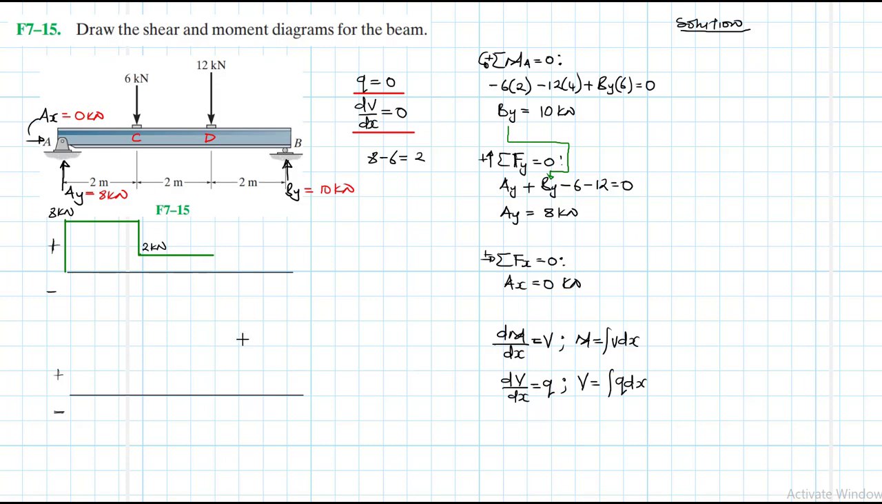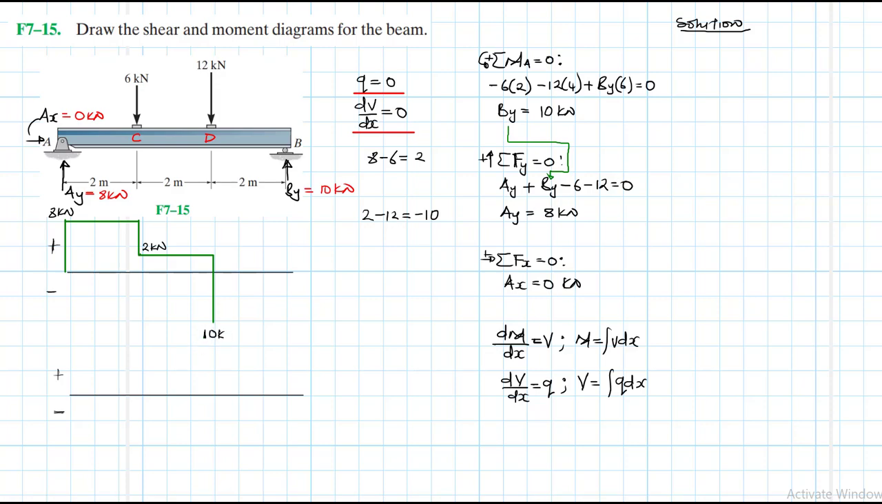Then when we reach D, the two are going to interact. We have a 2 positive, then a 12 which is a minus. Okay, therefore we have a minus 10. So the shear of 2 will reduce by 12. So when that happens, we expect our shear diagram to reduce to the value of minus 10. Let's say this is our minus 10.